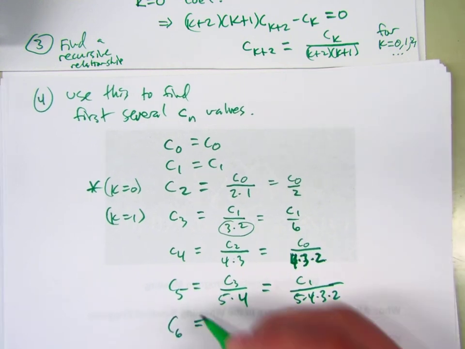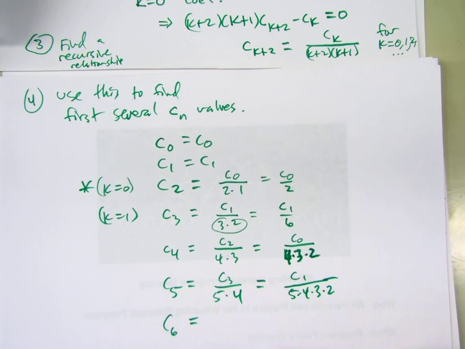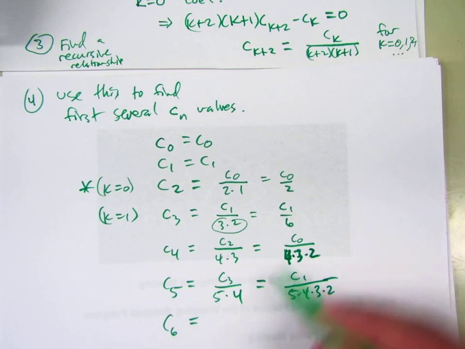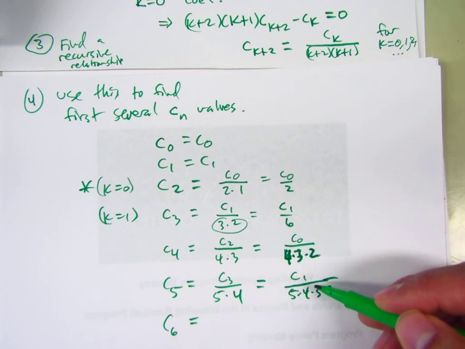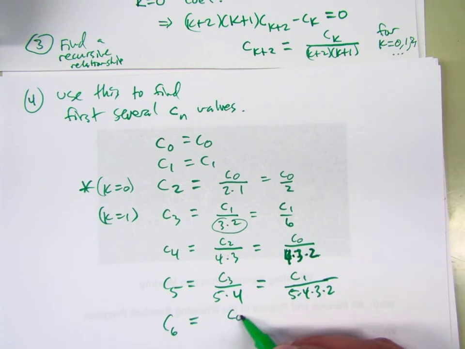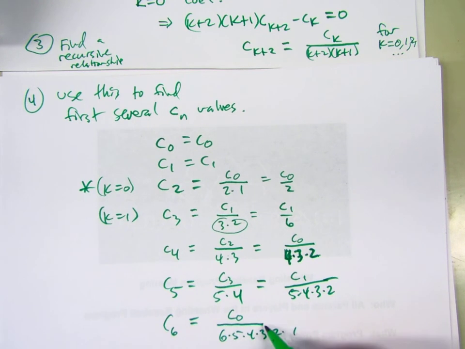Just because it's the first example we're doing, we'll do 2 more. What's going to happen? I mean, you guys can predict it now. What's going to be the next coefficient? It goes C0, C1, C0, C1, right? So the next one is C0 over 6, 5, 4, 3, 2, 1, but we don't need the 1. And 7 would be the same. C1 over 7 factorial.